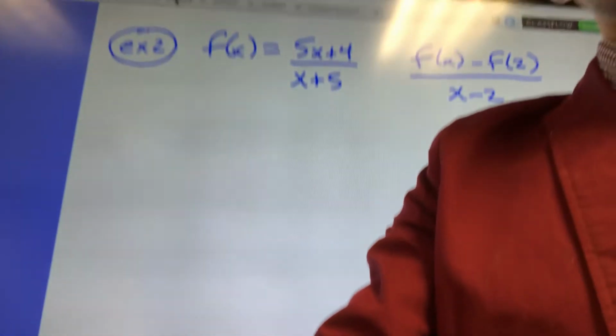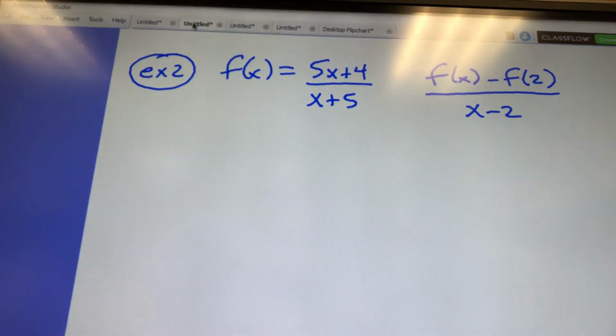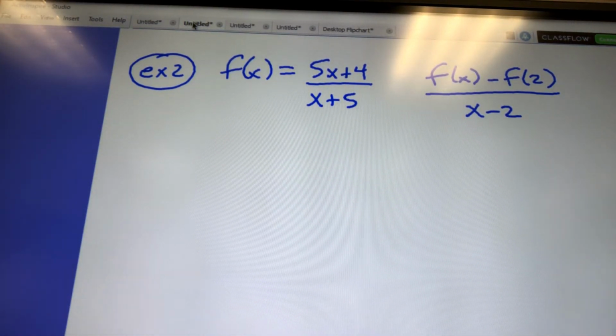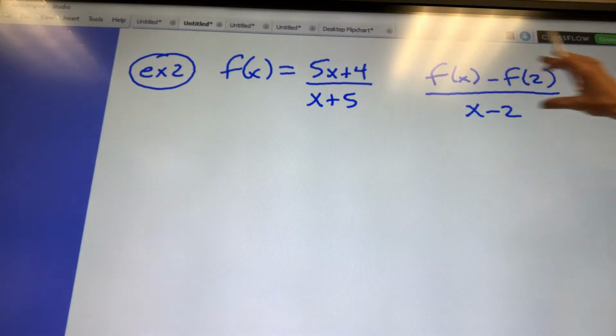All right, let's talk about number 2 here. This is one we did in A day yesterday, Monday. We did not get to it in B day. So same deal, a difference quotient. It does look different, obviously, of a rational function.